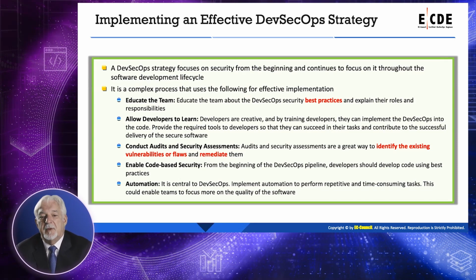You can enable code-based security. From the beginning of the DevSecOps pipeline, developers should develop code using best practices. And automation. This is central to DevSecOps. You implement automation to perform repetitive and time-consuming tasks. This could enable teams to focus more on the quality of the software from the business perspective and remove the security burden, or at least ease it quite a bit.